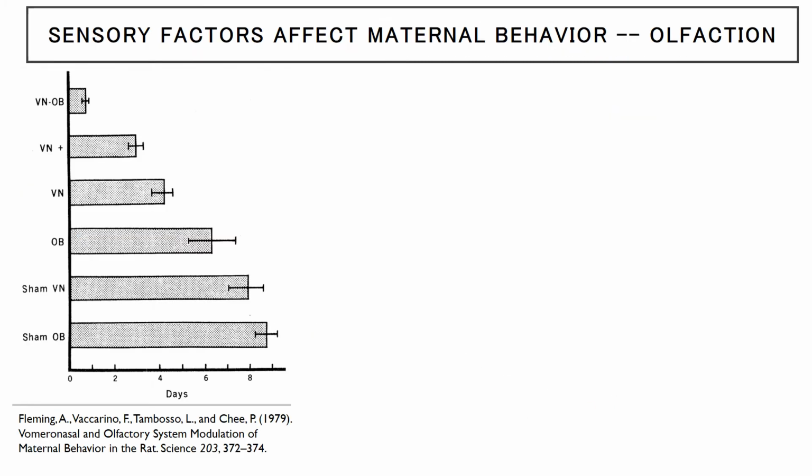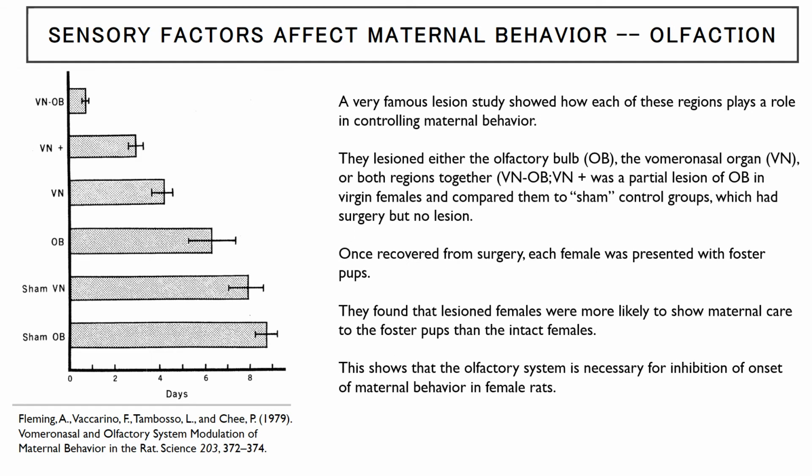So let's talk a little bit about how we know that that's the case. This involves doing some lesions. Again, a pretty common type of experiment, where you knock out the area and then look to see how this is affecting behavior. There's a very famous lesion study that showed how each of these regions plays a role in controlling maternal behavior. I'm going to walk through this. The results are a little bit counterintuitive, but it sort of makes sense. I'll explain why it makes sense at the end, but let me walk through the results first.